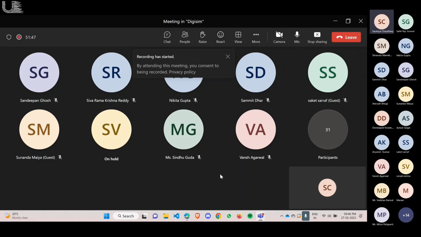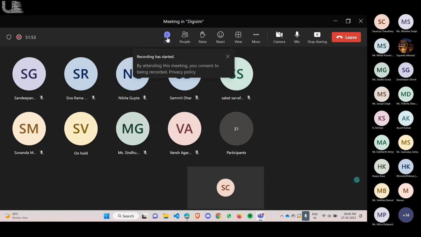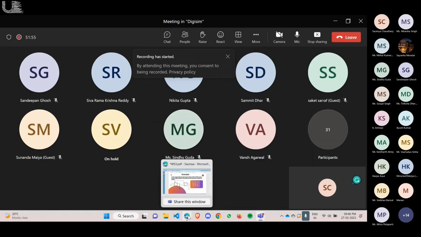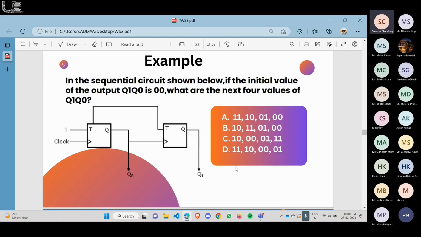If anyone is getting it, they can speak or write in the chat box also. I will show you the question. We have the options. You can say which option is correct.